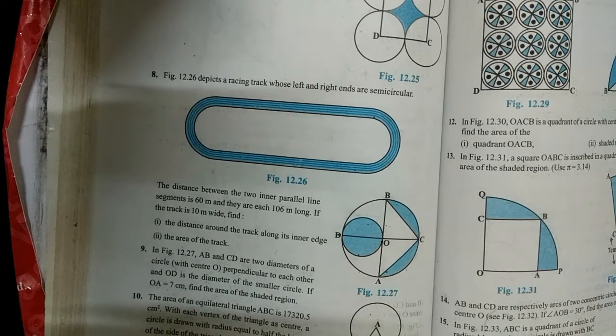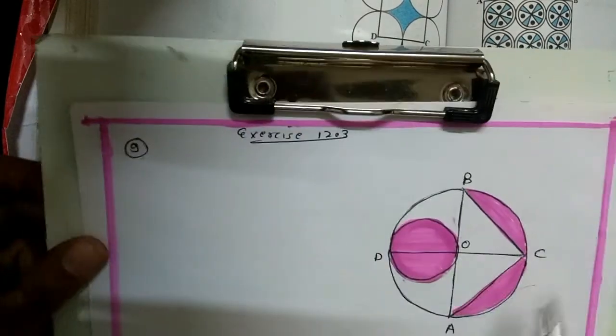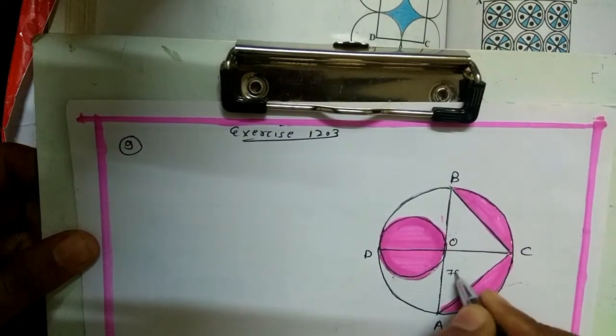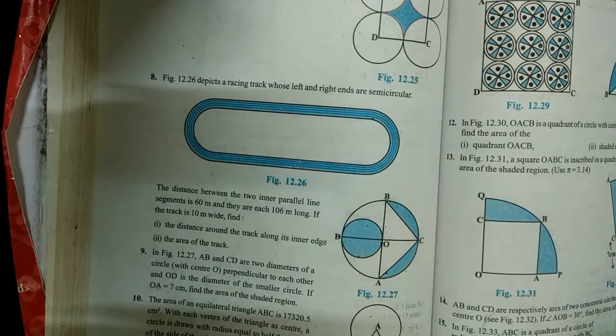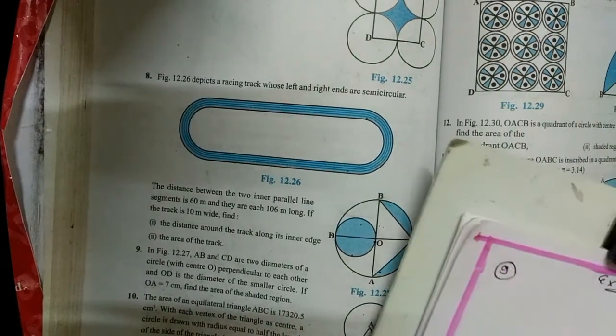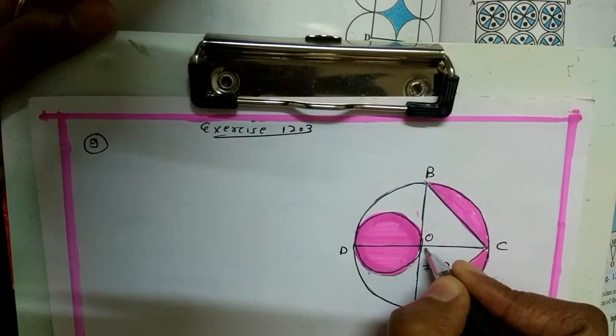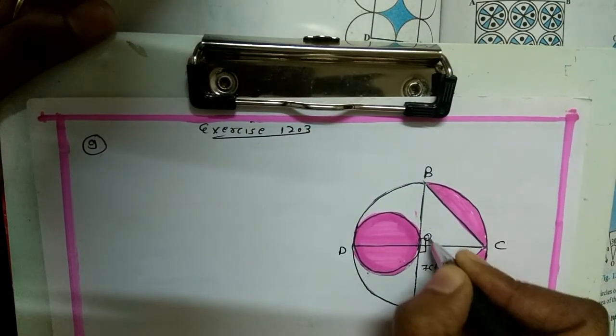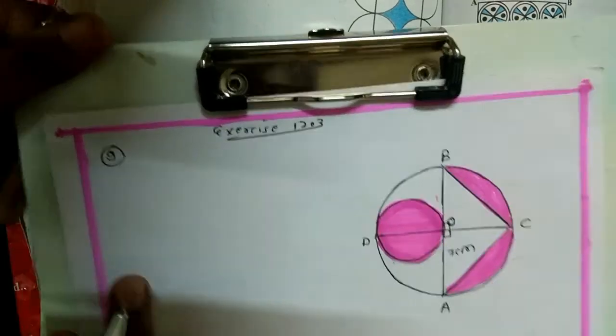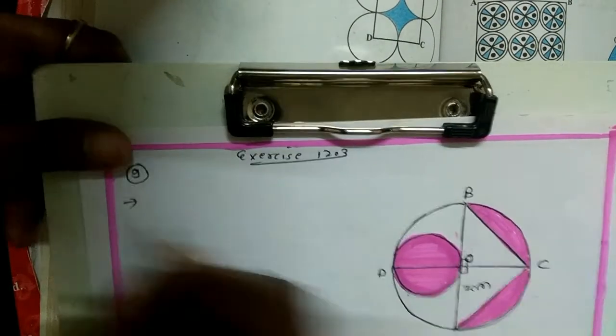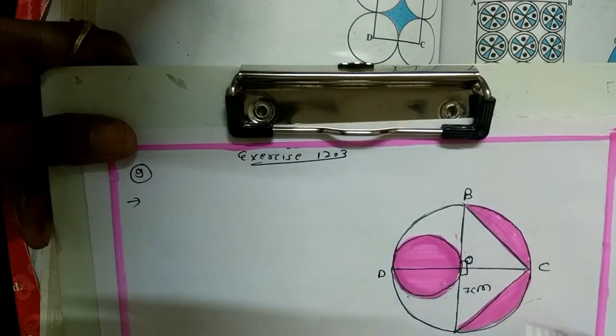Now we'll see the solution, how to solve this. So I have drawn here, and this OA is given as 7 cm. Once you have the given things, you can find the unknown quantities. It is given that the diameters are perpendicular, so I'll mark perpendicular here, so that you don't need to look at the question again and again. We need to find the area of this shaded region.